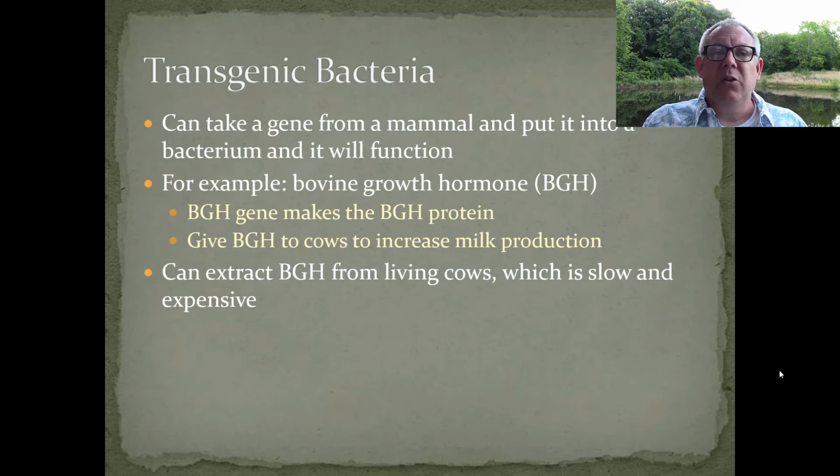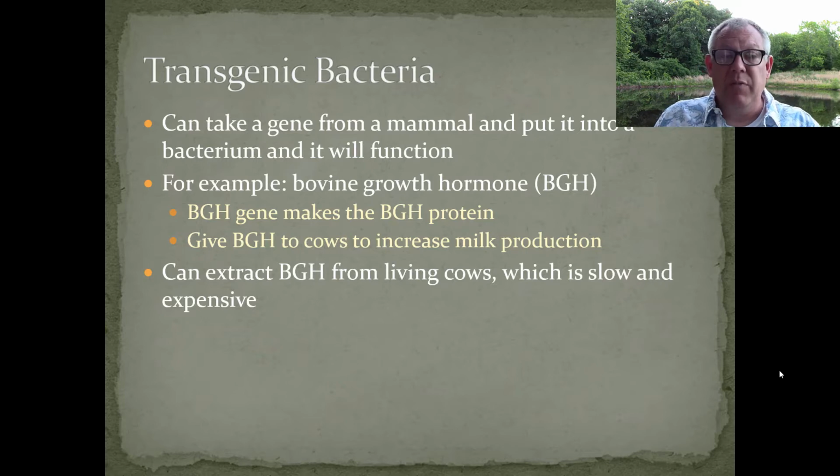So let me give you some examples of this. For example, we could take a gene from a mammal, put it into a bacterium, and it will function. Now think about that. You could not get two more distantly related organisms. You could not get two more different organisms than a mammal and a bacterium. However, you take the gene from one, you put it in the other, and it works. And so a good example of this is bovine growth hormone. Bovine growth hormone is a gene, and it makes the bovine growth hormone protein.